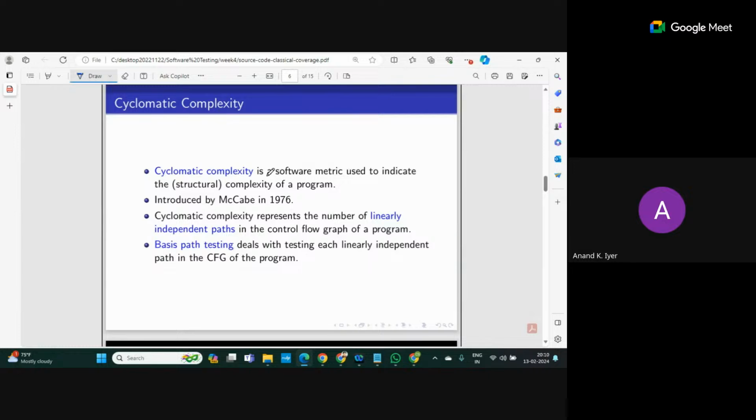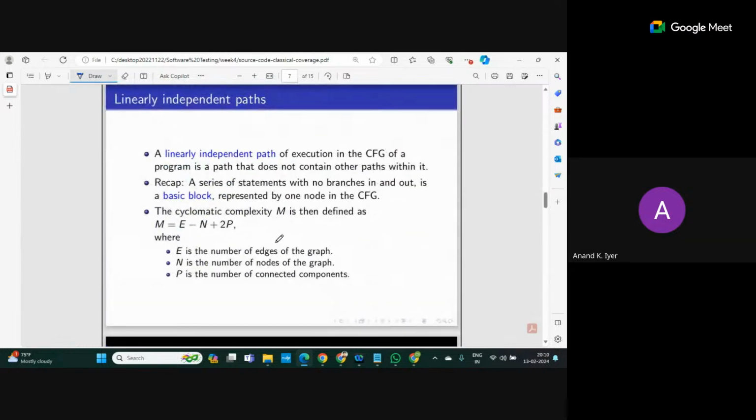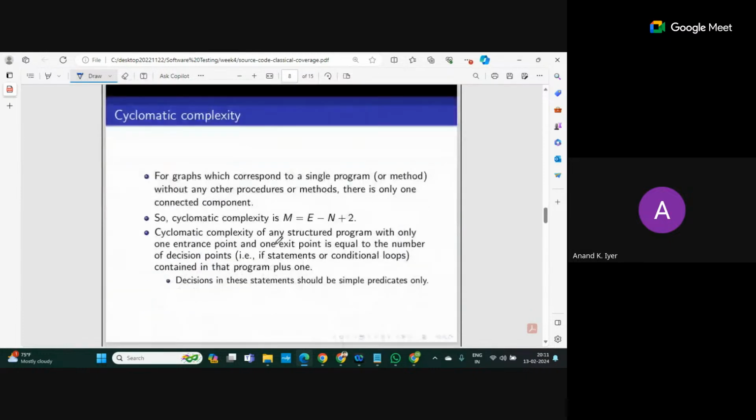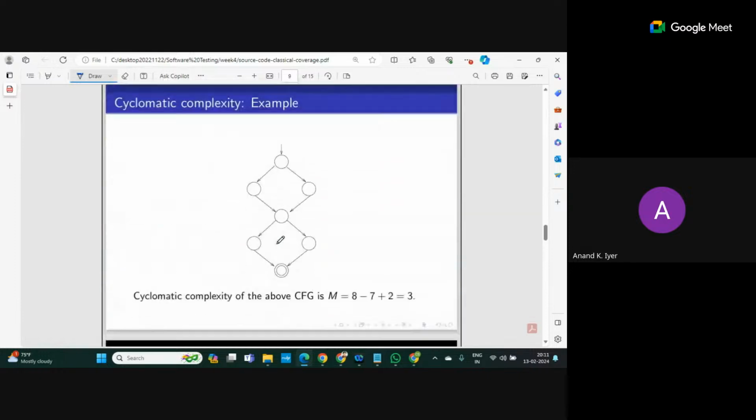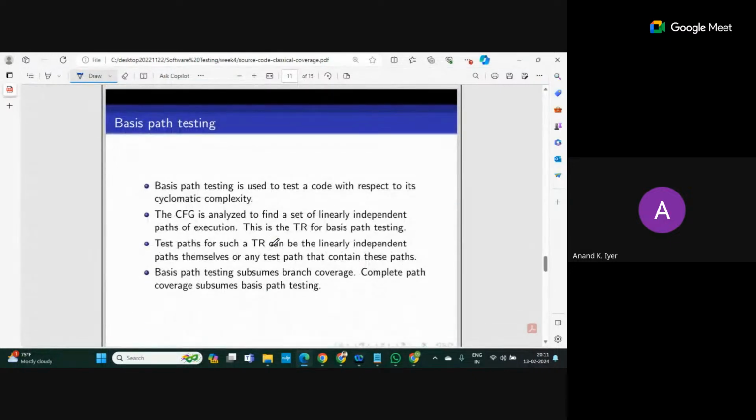Yeah. So there is one more aspect, sir, I want to know. Can you scroll down? There is a slide that talks about subsumption. I think it's two or three slides below. No, there is one more slide. Yeah. So it says basis path subsumes branch coverage. Can you elaborate on this? There is also a practice question, I think, on this.